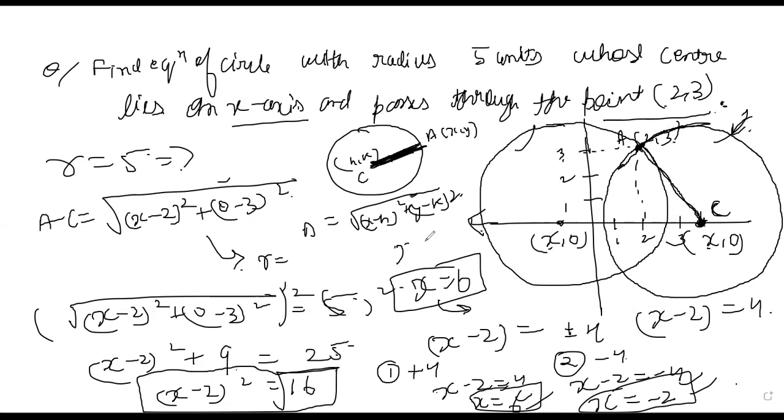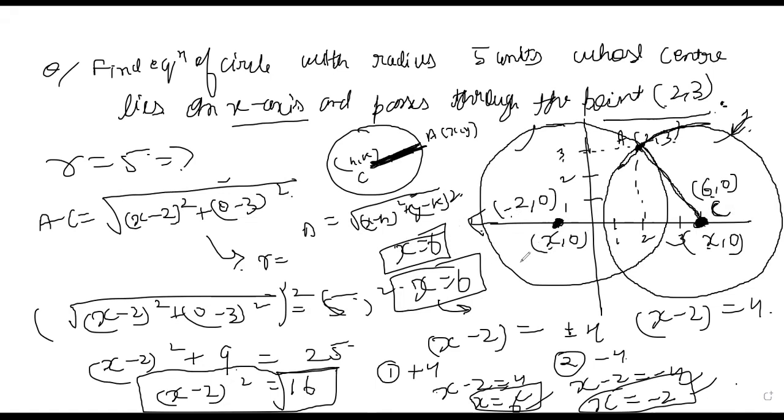The x equals minus 6 lies on the positive or negative x-axis? Yes, positive x-axis. So which means this point has coordinate 6, 0. And similarly here, what will be the coordinate of center? Minus 2, 0. Okay. Now understood this question? Yes.